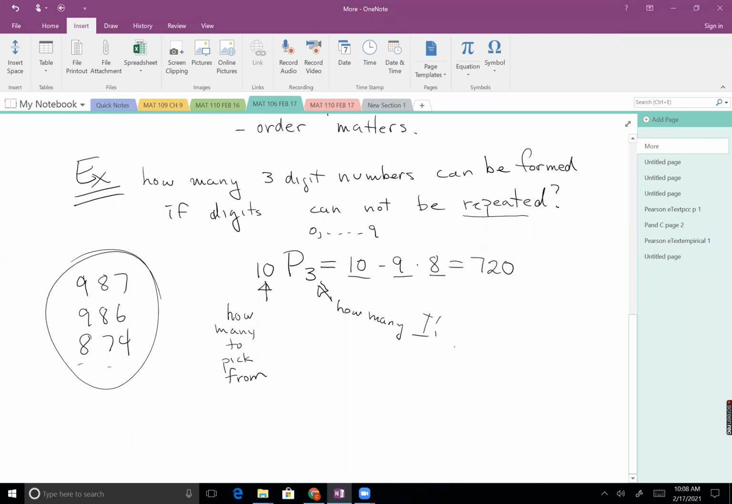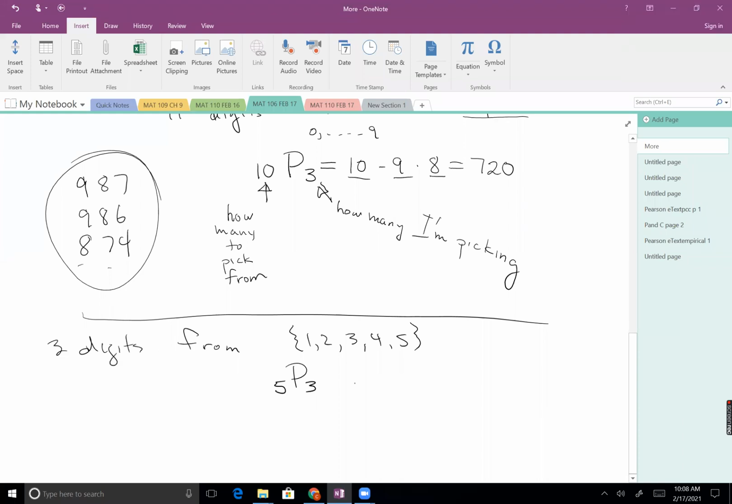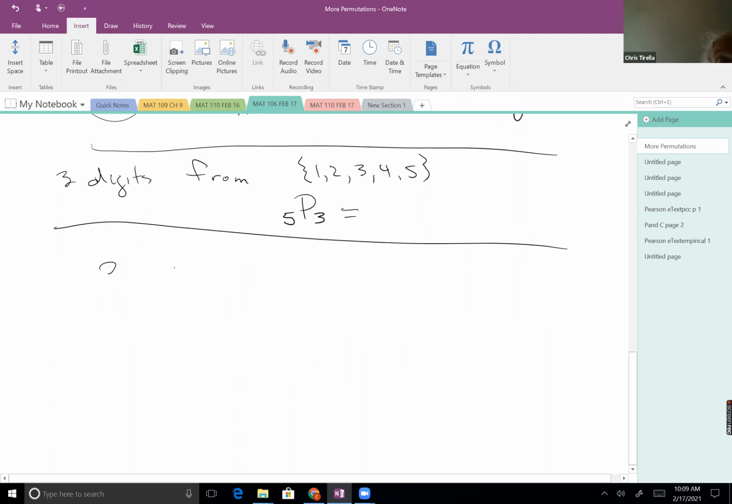So will it always be 10 to pick from? With digits, unless it says excluding 0, it depends on what we're looking at. If I asked how many 3-digit numbers can be formed from, let's say, the numbers 1 through 5, then there's only 5 to pick from, but I'm still picking 3 digits. So it's always going to be 3? If it asks for a 3-digit number. If I asked for a 2-digit number, it would be 2.